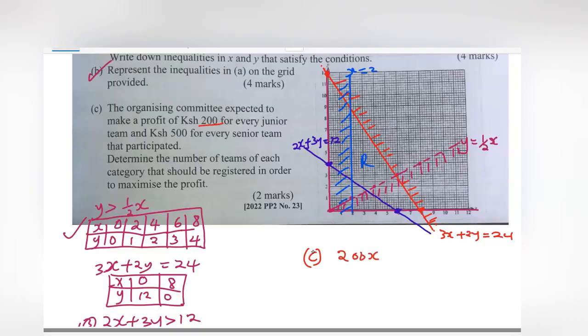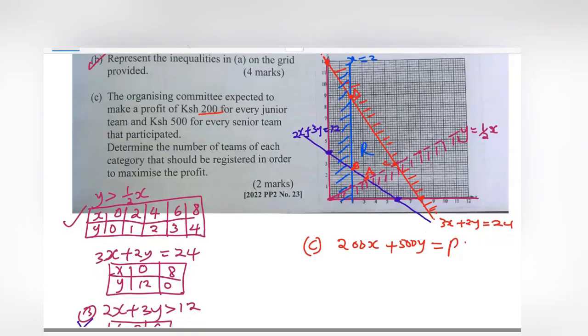So on part C, the organizing committee expected a profit of 200 for every junior, that will be 200x, and 500 for every senior, that means we are going to have 500 times the number of senior teams, and this one is going to be equal to profit. So we are going to pick the point at this point. Let me call it A. We can call this corner point B. We can call this one C, and also this point here at D. And then of course pick all those points.